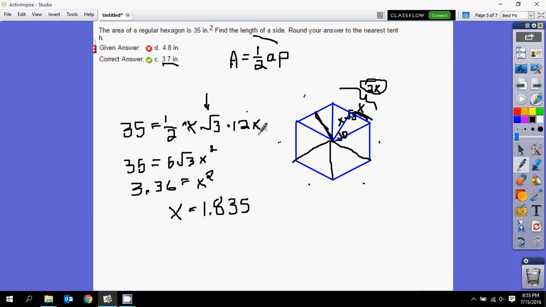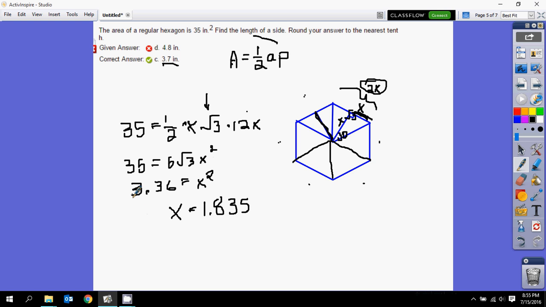So now I've got 35, which is the area, equals 1/2 times x root 3 times 12x. So when I multiply 1/2 times 12, I get 6. Still have the root 3. X times x gets me to x squared, not 2x. Okay. So I've got 35 equals 6 root 3 times x squared. I have to divide by 6 root 3.